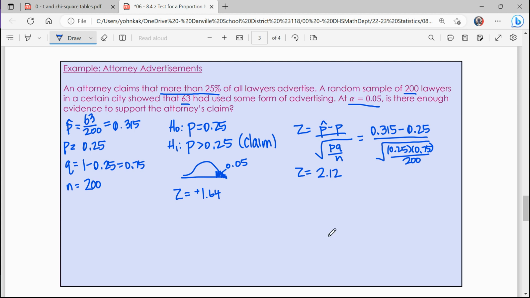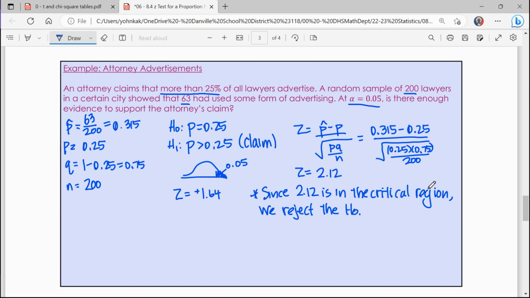Okay, let's compare. You've got a critical value of 1.64, a test statistic of 2.12. That means we're in the critical region, which means we reject the null. So since 2.12 is in the critical region, we reject the null. So since we're rejecting the null and our claim is the alternative, there is enough evidence to support the claim.